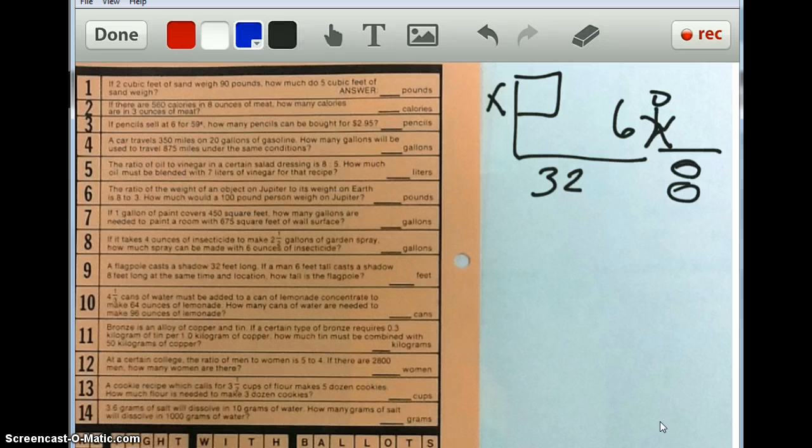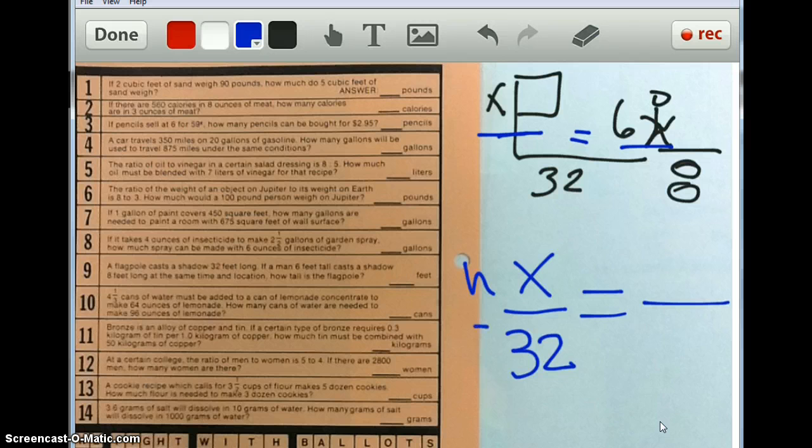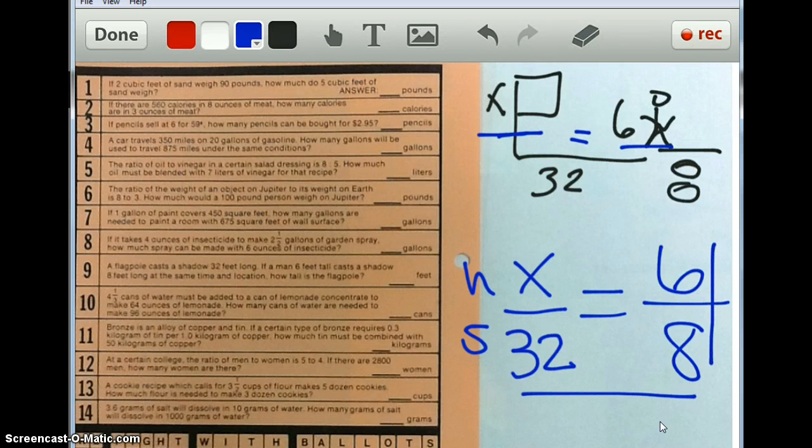Okay. Now, can you set up your line equals a line? There's several ways you can do it. I'm going to say, hey, look, it's kind of already set up the way it is. So I'm going to do the flagpole. The height of the flagpole is X, but its shadow is 32. So we've got height and we've got shadow. And then over here, the guy is 6 feet tall, and his shadow is 8. Now, you could have done this in several different orders as long as the 32 and the 8 match up, and the 6 and the 8 match up.